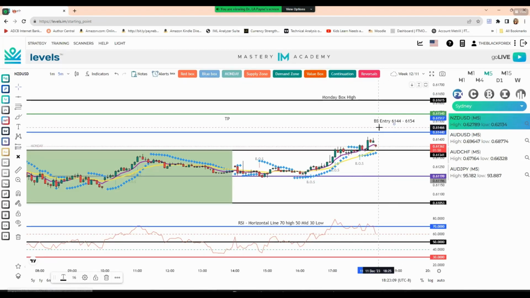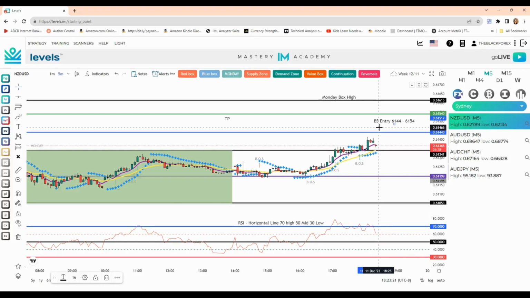So for NZD USD, I'm going to put in a buy stop, and under price I'm going to put in 61.44. And under take profit, somebody else tell me the take profit. 61.54. Very good. 61.54 is all you need. Okay, and then your stop loss.